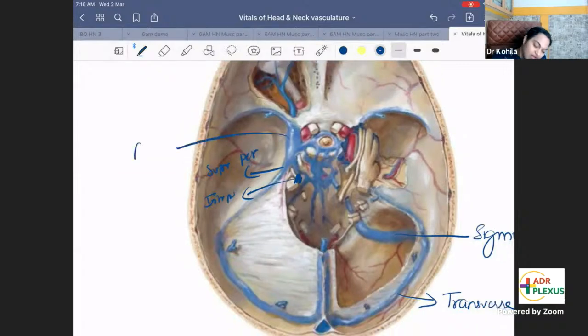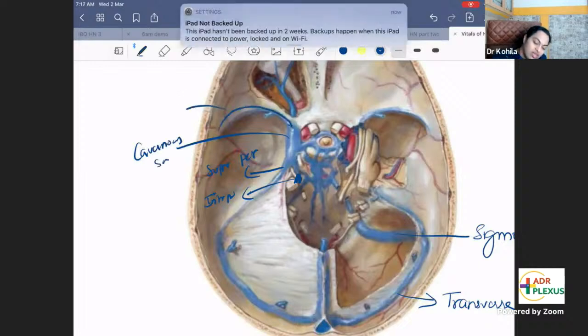Cavernous sinus, you'll not have a difficulty in identification. Over here, above the superior orbital fissure, this will be the sphenoparietal sinus. You can make out the anterior and posterior intercavernous sinus. This is the one I talked about, the basilar venous plexus.